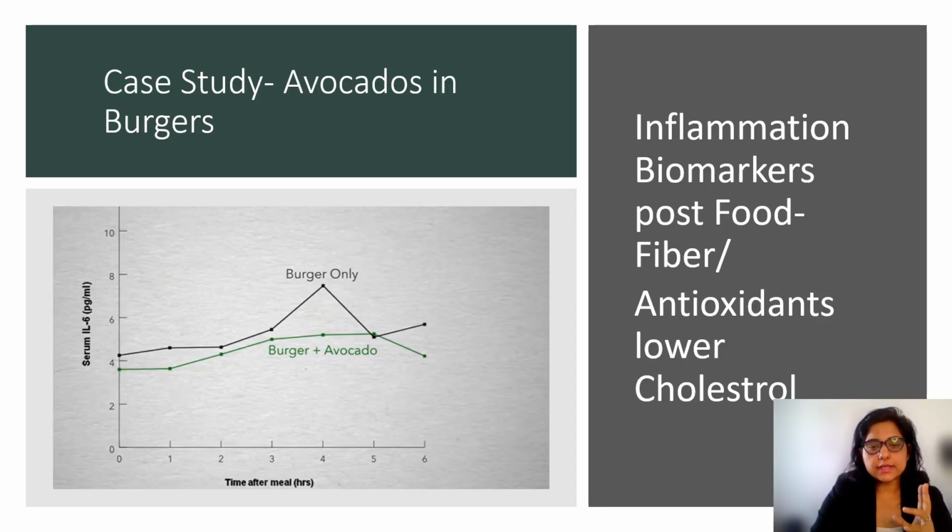So here's a very interesting case study of 2 groups. In one, people had a chicken burger, and in the other one, they had added an avocado slice in that chicken burger. Now, almost 4 hours after the meal, you can see that the people who had just the chicken burger showed a huge spike in their inflammation biomarkers, whereas people who combined their burger with the avocado did not see the same spike. That is what adding fruits and vegetables to your meals does. This is actually a very famous research, and you can Google it if you like.